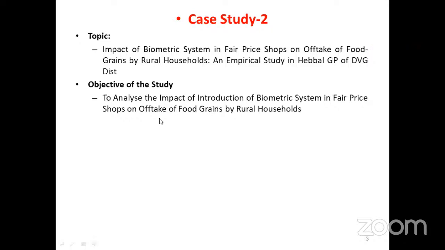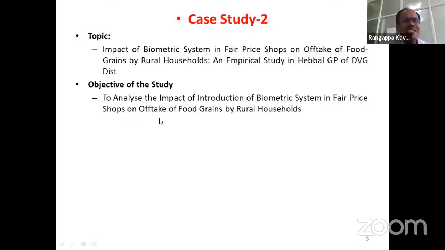The second case is the impact of biometric system in fair price shops on uptake of food grains by rural households. It is an empirical study in some Gram Panchayats in Davangere district. The objective of this study is to analyze the impact of introduction of biometric system in fair price shops on the offtake of food grains by rural households. The objectives, I think, are clear.